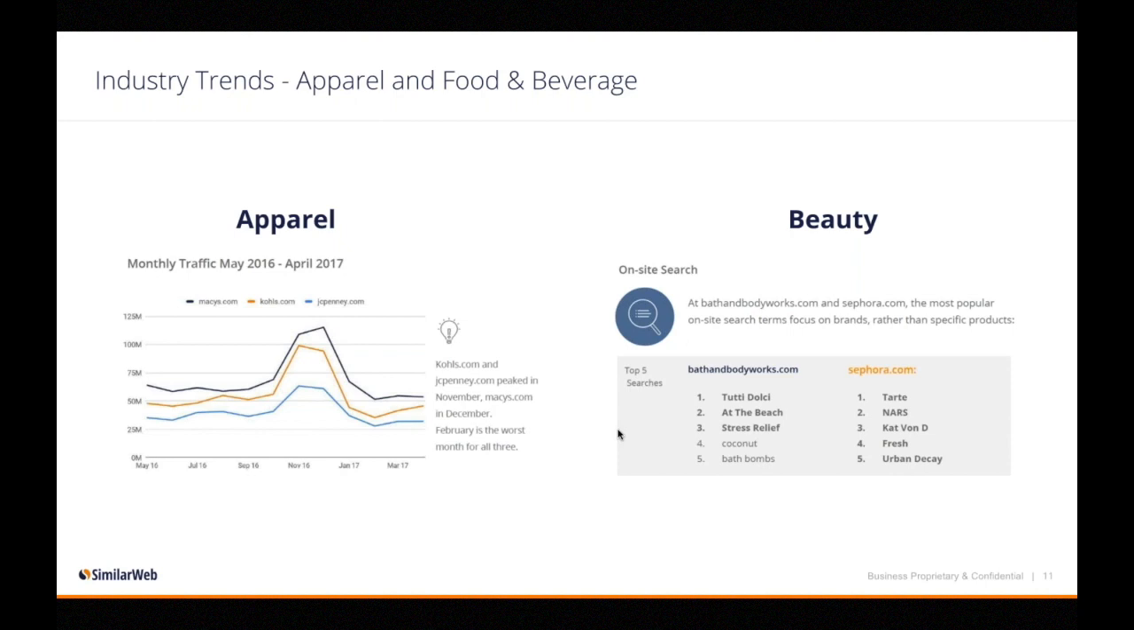Moving on to beauty. This is a pretty cool infographic that we have here, showing the difference between two really big beauty sites, Bath and Body Works and Sephora. Looking at these two sites, you can see that the most popular on-site searches are really focused on brands, and people aren't necessarily looking for non-branded keywords or specific products. It's driven by the brand itself, and that's pretty interesting in this space. We find that in other industries, it's less so. It's a lot more driven by specific products. So this was a pretty cool insight that we found.